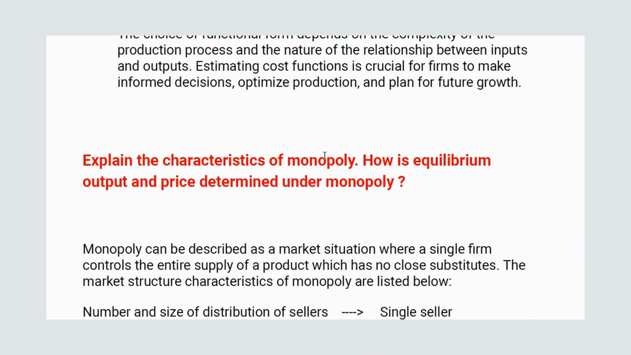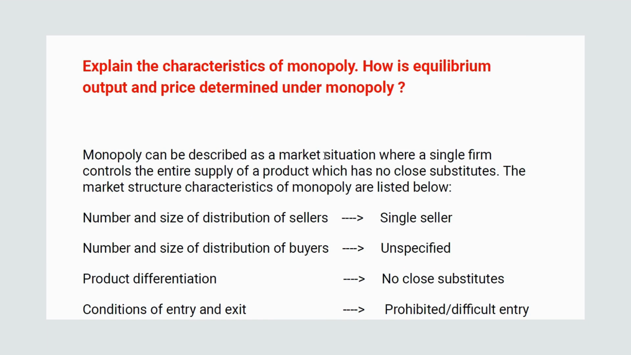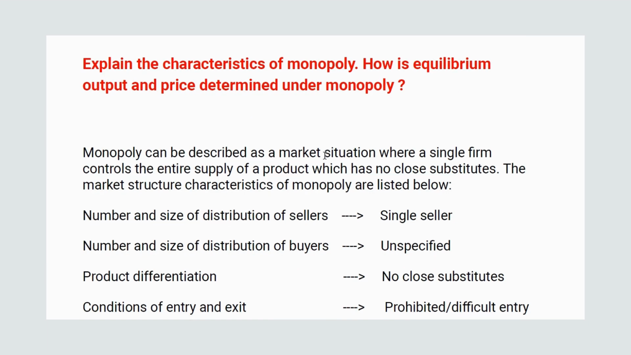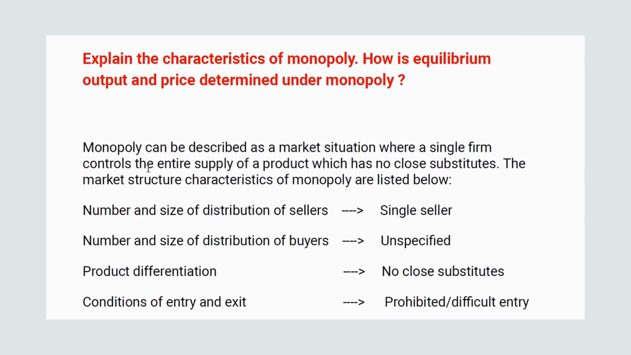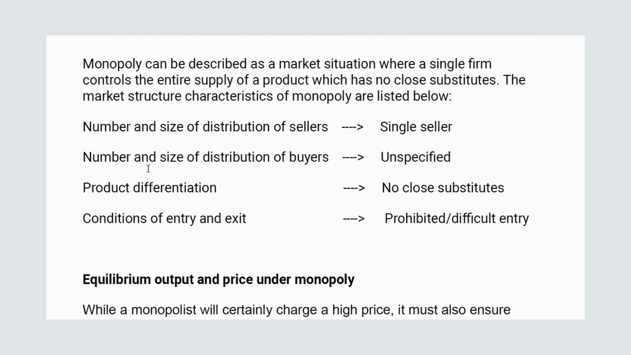Next question is: explain the characteristics of monopoly. How are equilibrium output and price determined under monopoly? So what is monopoly? Monopoly is a market situation. We know in monopoly it is a single firm that controls the entire supply of a product, and that product does not have any close substitute.